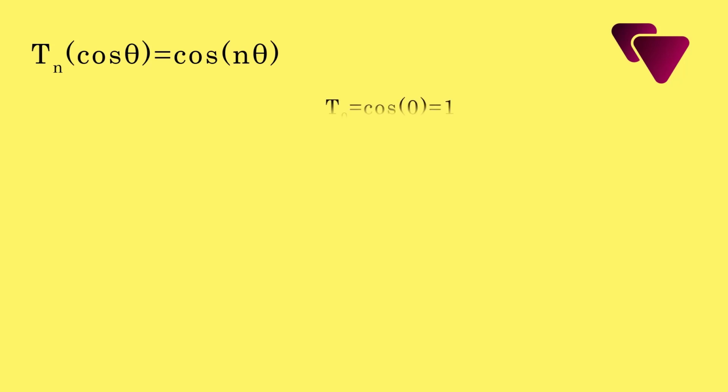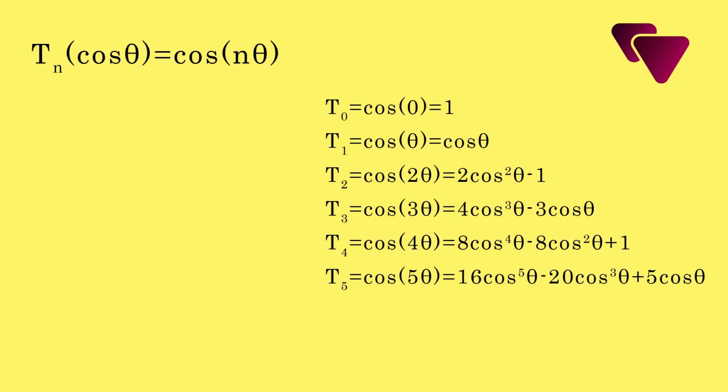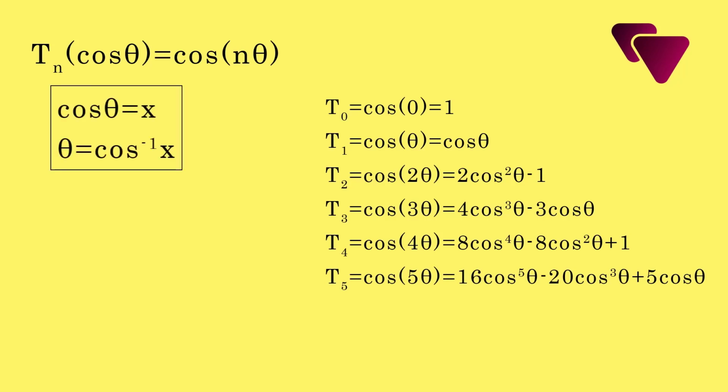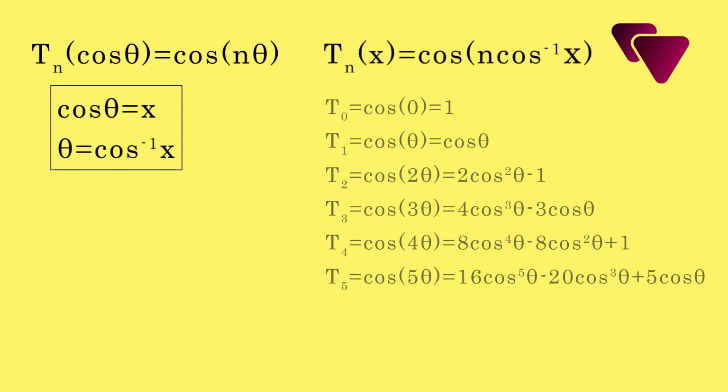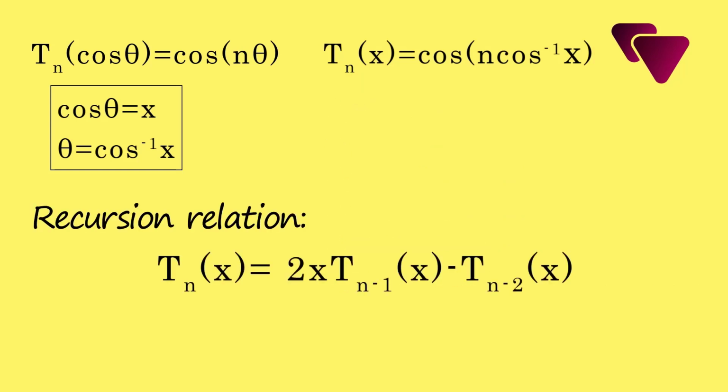If I use trigonometric relations to simplify this formula for the first values of n, you can see that all of the phrases have a polynomial form for cosine of theta. So I replace cosine of theta with x and replace theta with inverse cosine of x. And this is the general form of Chebyshev polynomials of the first kind. Using trigonometric relations, it can be shown that these polynomials satisfy this recursive relation.